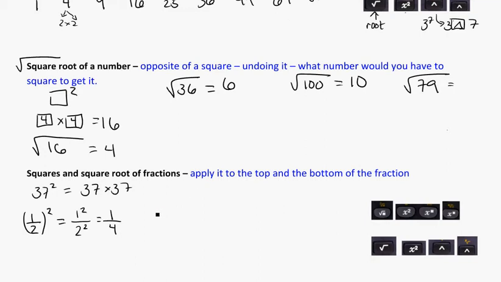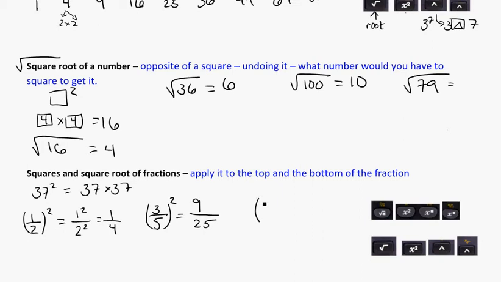As another example, we could look at 3 over 5 squared, and again we apply the square to both the top and the bottom, so that's going to be 3 squared on top. It'll be 3 squared on top, so that's 3 times 3, which is 9. And it'll be 5 squared on the bottom, and 5 times 5 is 25. So that's how those would work out. Now in your calculator you can do it as well, just make sure you put brackets around the fraction before you put it in there.